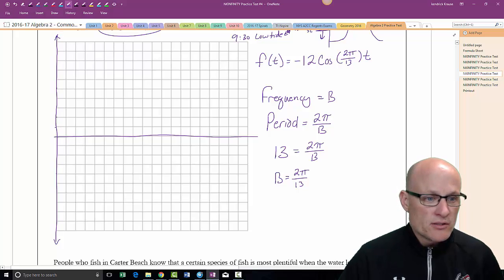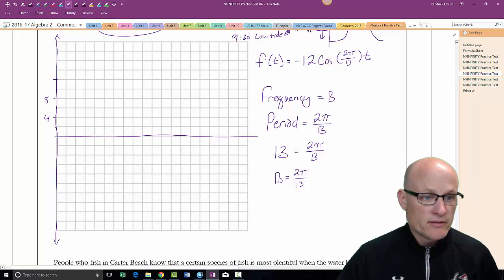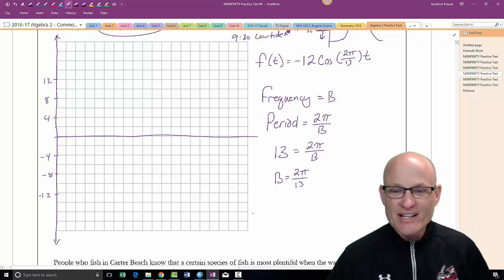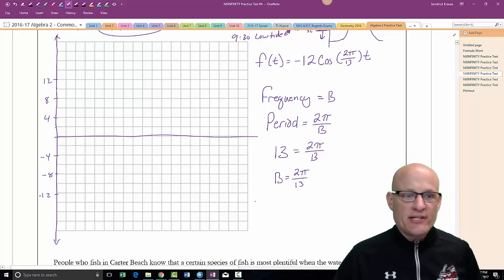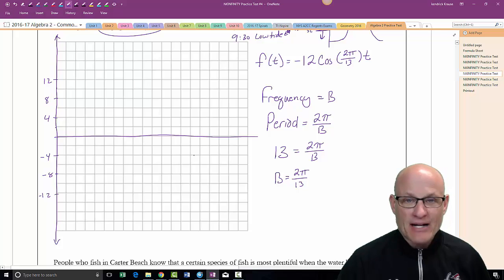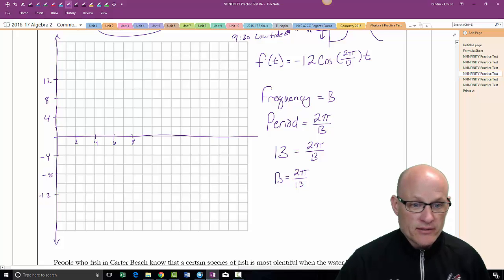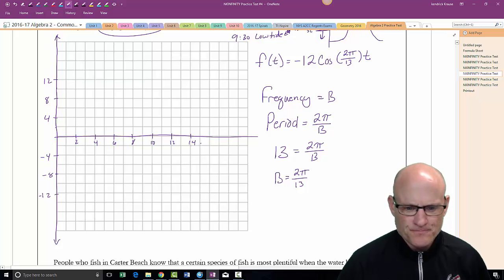All right, so this is going to have to represent 4, 8, 12, negative 4, negative 8, negative 12. All right, so how long is it going to take to finish one full cycle? It's going to take 13 hours. So there's probably 20 boxes across, so I'm going to go 2, 4, 6, 8, 10, 12, 14.